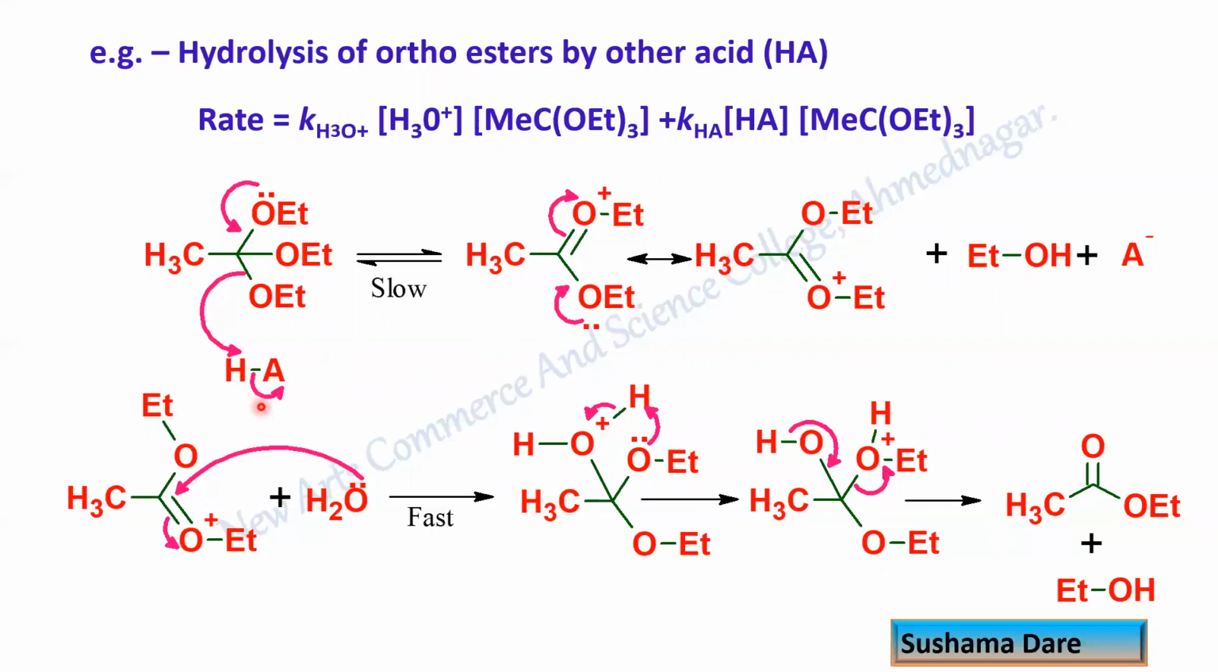Now look at the mechanism. This is the orthoester. Again, the unshared pair of electrons of oxygen forms a double bond here, so that this group breaks, abstracting the proton from HA and departing, with A leaving as A minus. Now this is a slow step.